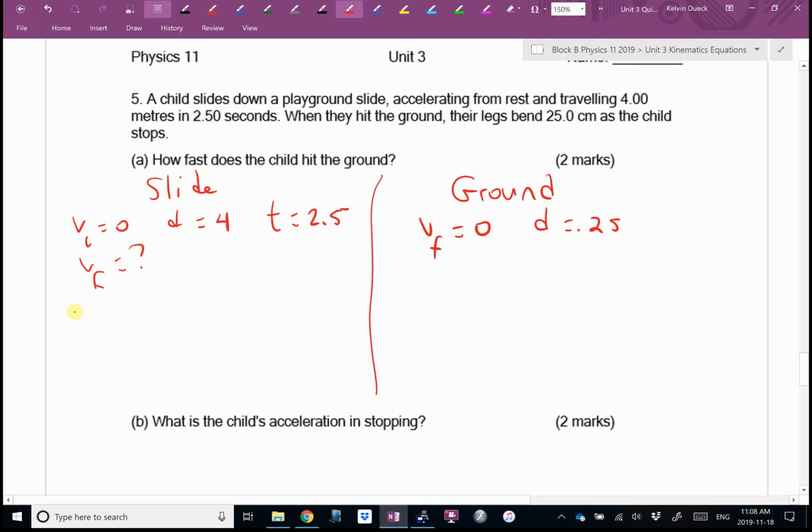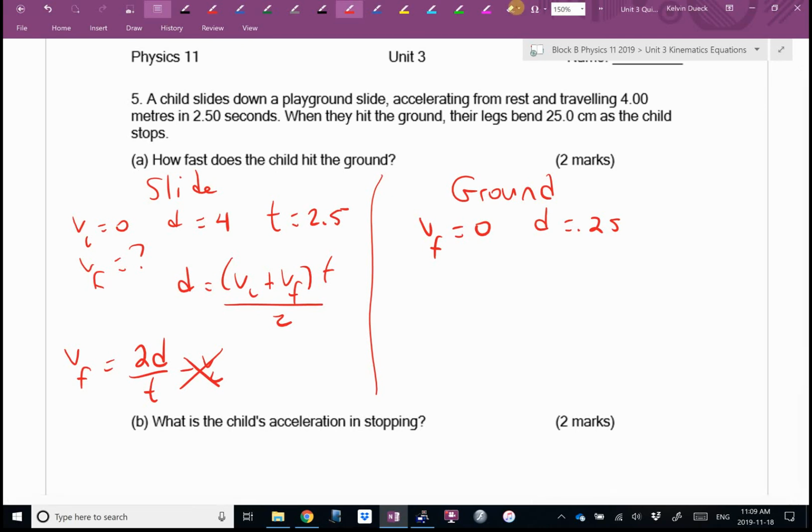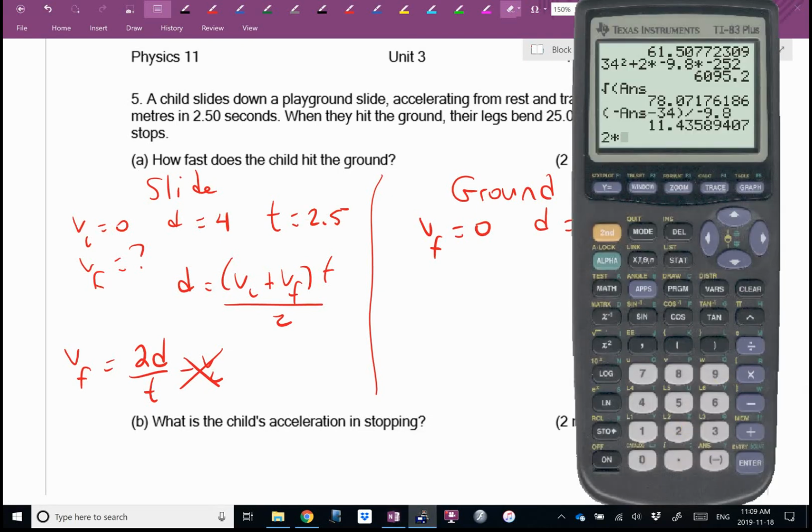I think I can use D equals VI plus VF times T over 2. I'm lousier at this equation, so I'm going more meticulously. I think VF is going to be, yeah, I can do this, 2 times D divided by T minus VI is 0. It's going to be that. Now, the other thing you could have done, I guess, is you could have calculated acceleration from here and then gone VF equals VI plus AT. If you did that, you'll get the same answer, and I'll give you full marks. But for now, it's going to be 2 times 4 divided by 2.5, and I get 3.2 meters per second.